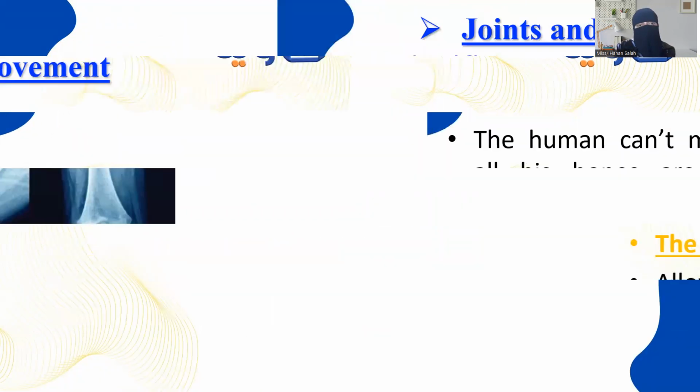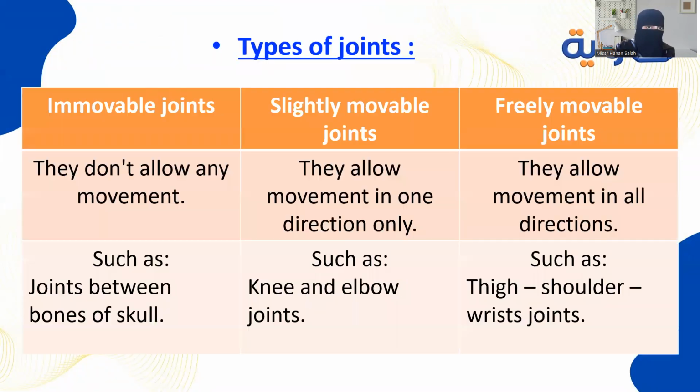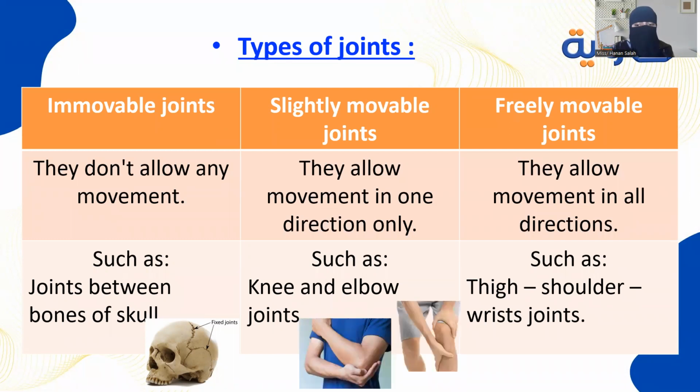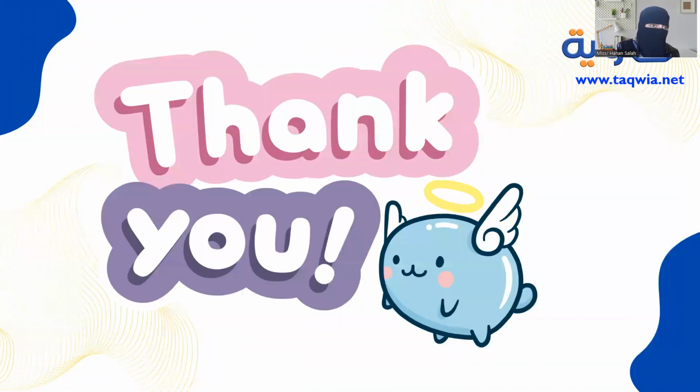These joints are very important to move, and we have three types. Number one, immovable joints, which don't allow any movement in any direction, such as the joints of your skull. Slightly movable joints, I mean joints that allow movement in only one direction, like the knee joint and elbow joints. Freely movable joints allow movement in all directions, like the hip, shoulder, or wrist joints. So that's about the types of joints and the last part of our session for today.